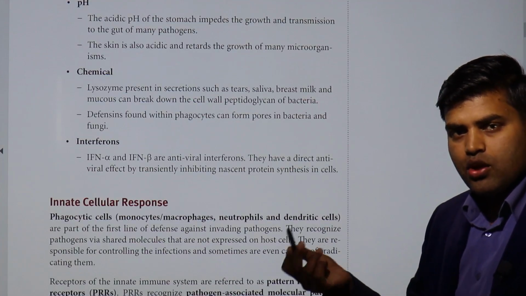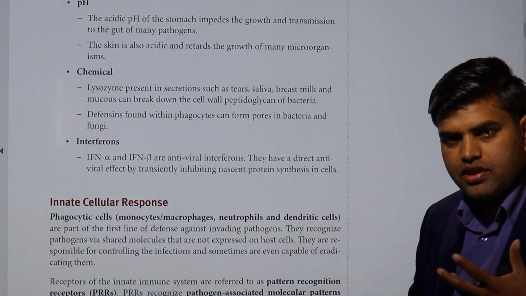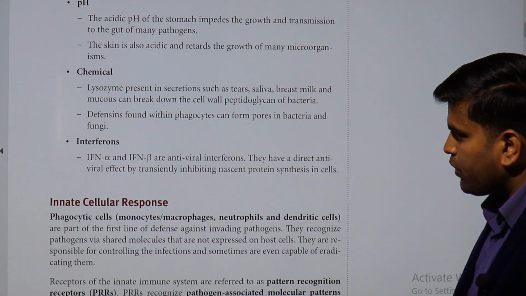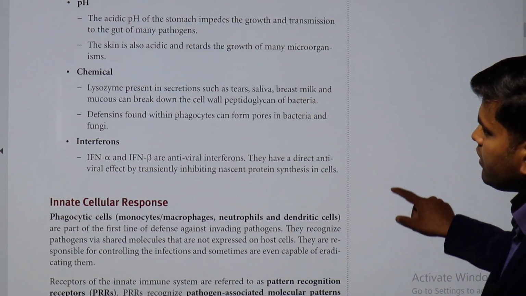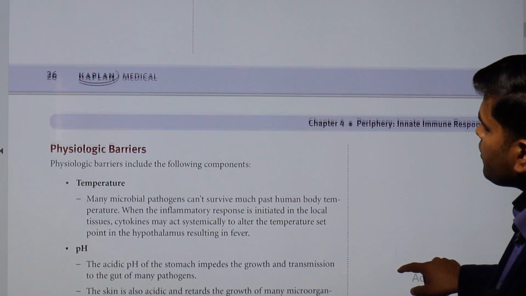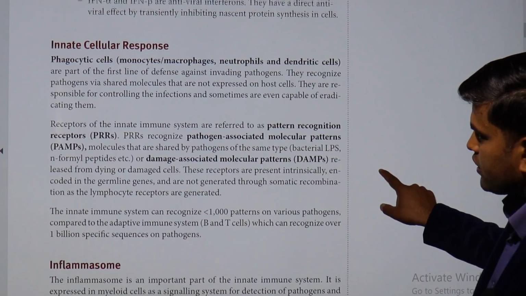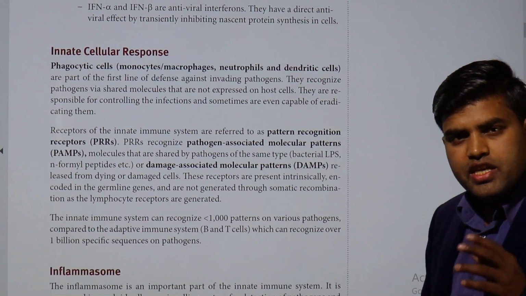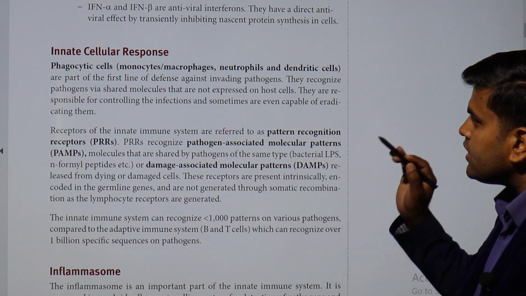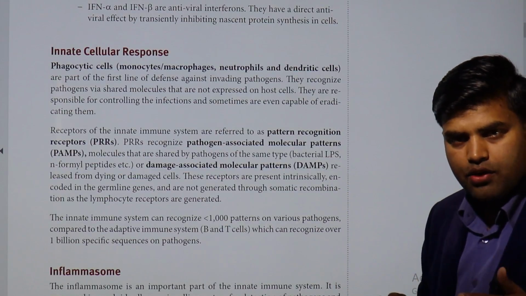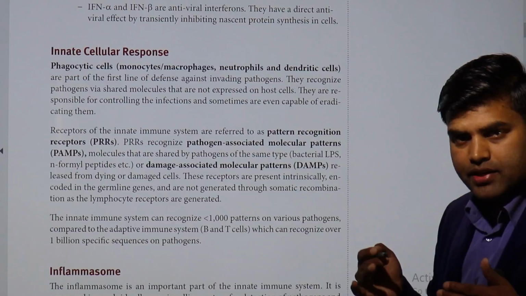A new viral infection will not take place, because the virus needs protein synthesis for its growth and then spread to the other cell. Okay. Now, having discussed the anatomical and physiological barriers, there are also some innate cellular responses. Talking about the innate cellular response, these are the phagocytic cells. The first line of defense, the anatomical and physiological barrier, has been bridged.